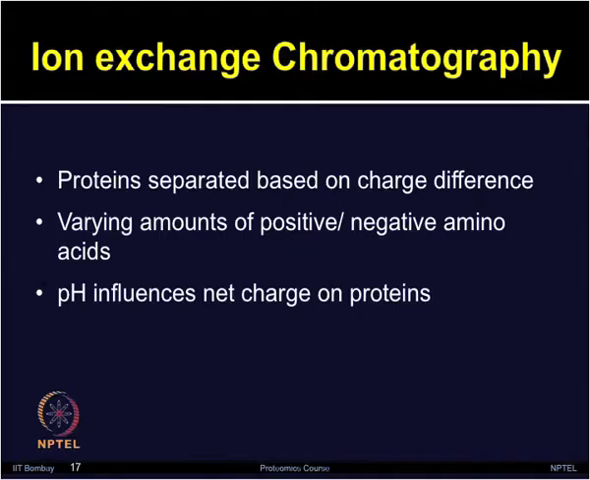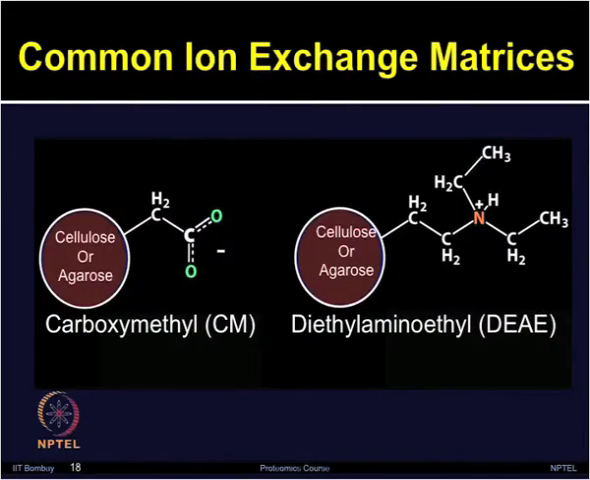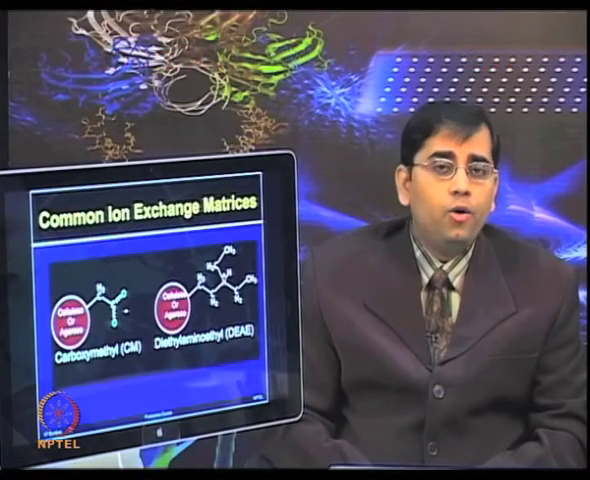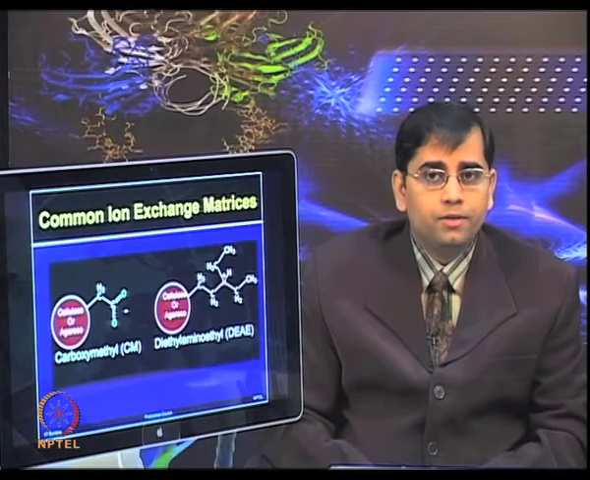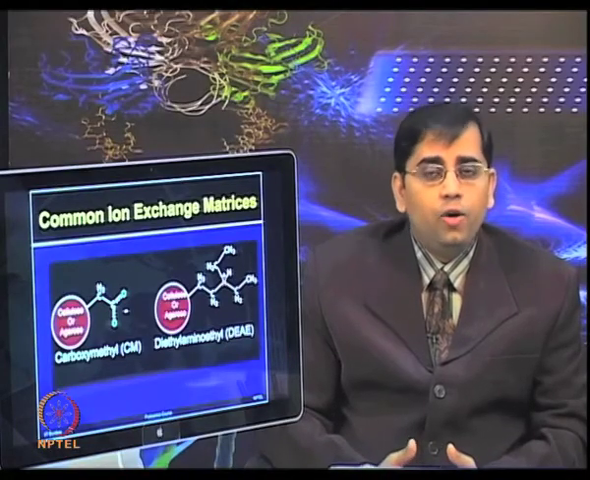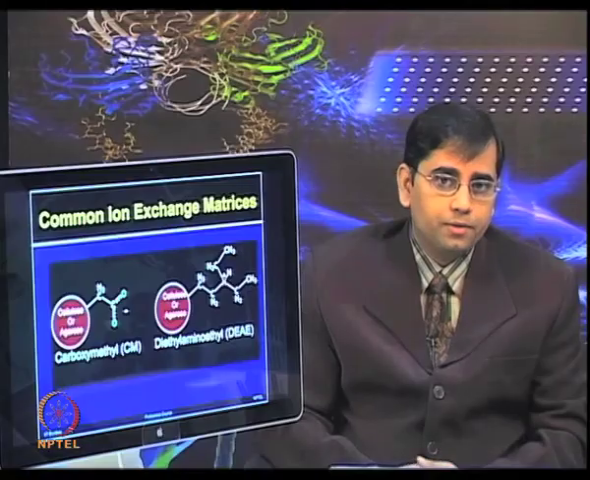So, by varying the amount of positive and negative amino acids, and even pH can influence the net charge on proteins. In this slide, some of the common ion exchange matrices are shown, like carboxymethyl CM and diethylaminoethyl DEAE. When a desired protein is positively charged, the cation exchange chromatography should be used. When a desired protein is negatively charged, the anion exchange chromatography method should be used.